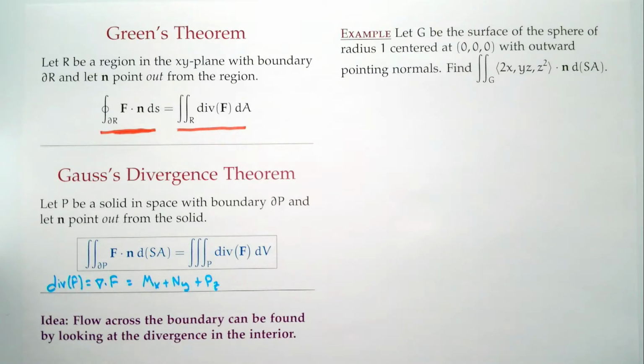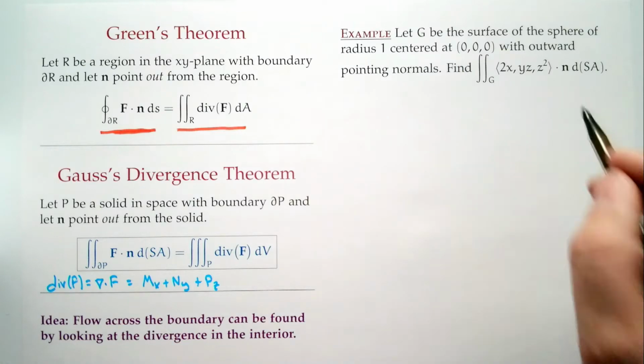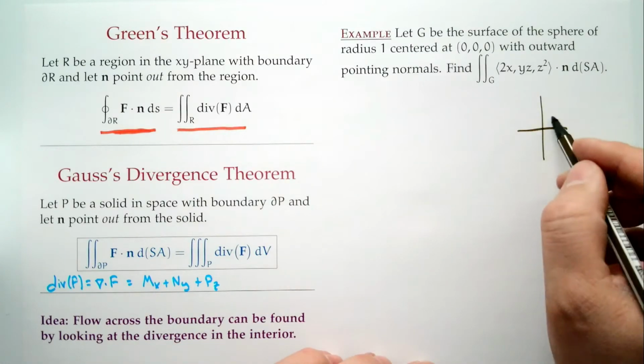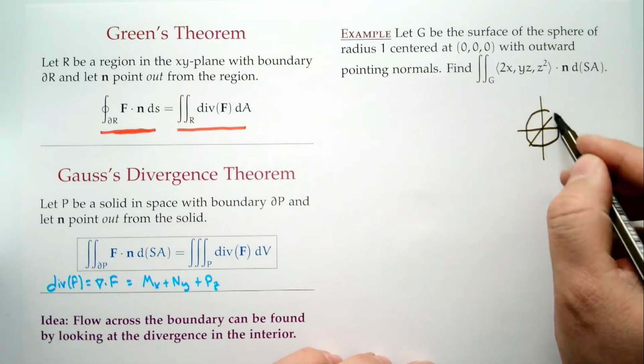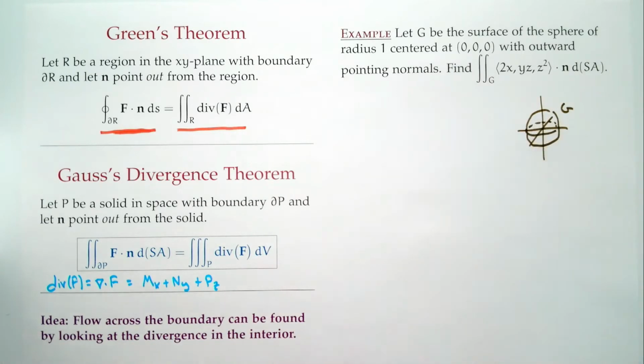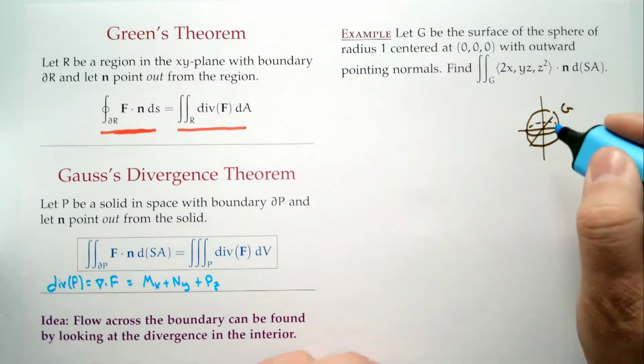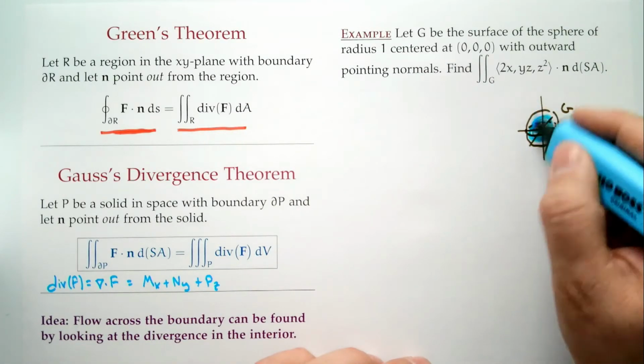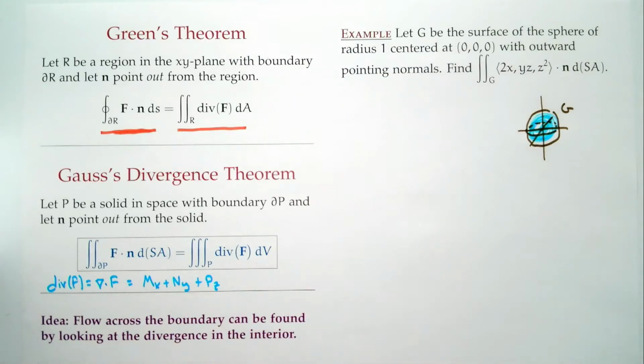First off, it is a surface, but it's not just any surface. It's a closed surface. It's a surface of a solid. In this case, it's the surface of a sphere. So I say, all right, I can think of this here as my G, the surface of this sphere. But I can really say, look, G is the boundary of a solid, and that solid is the unit sphere.